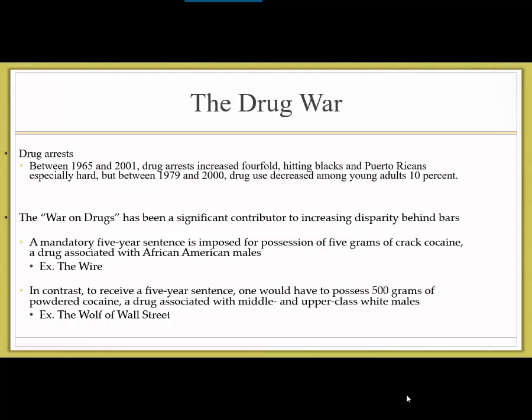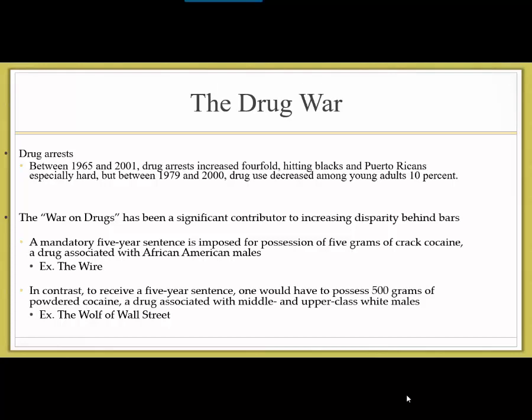Particularly, I want to highlight the role that the drug war played here, because it's worth noting that a lot of these convictions, especially in the 90s, were not related to violent crimes, but instead came from drug crimes. And so, even though drug use decreased, drug arrests increased, particularly, as the data supports, for blacks and Puerto Ricans. And so this war on drugs is a significant contributor to that disparity behind bars.